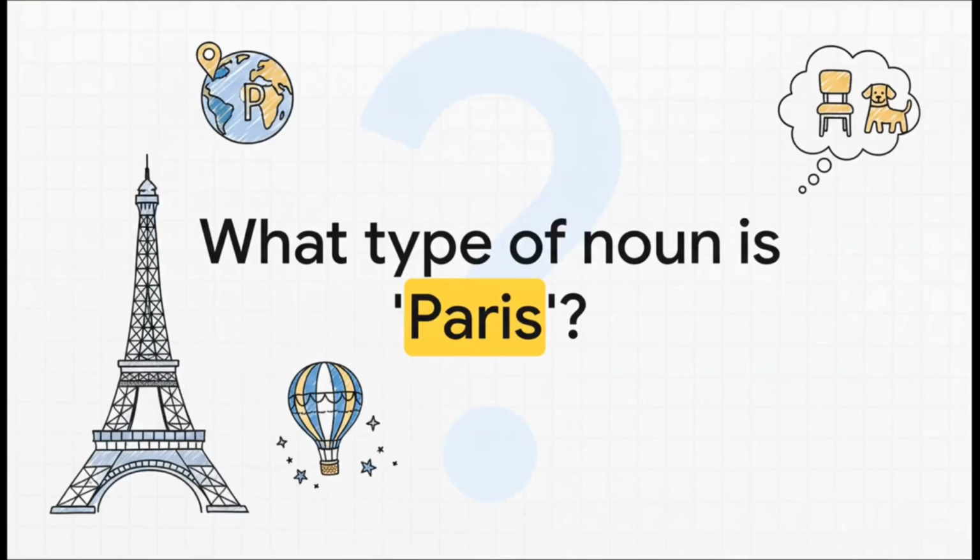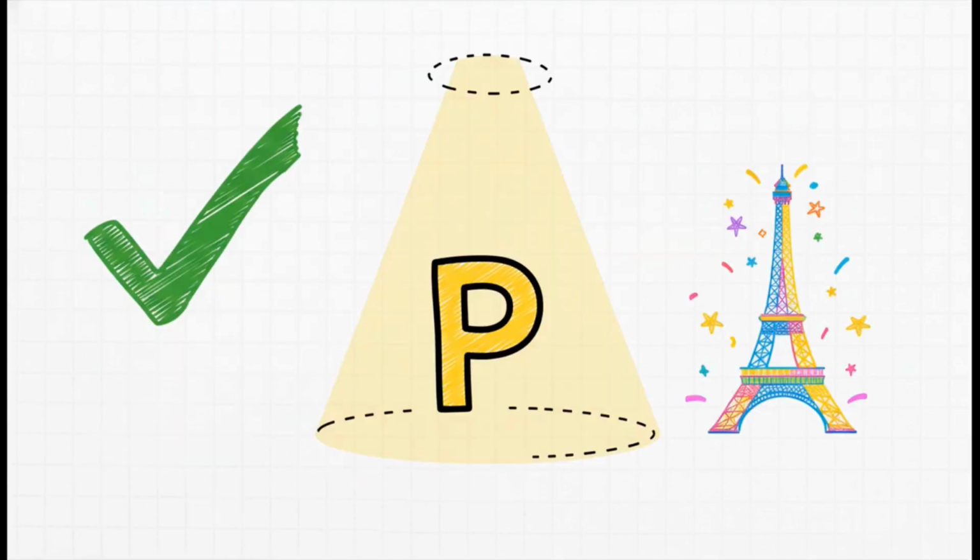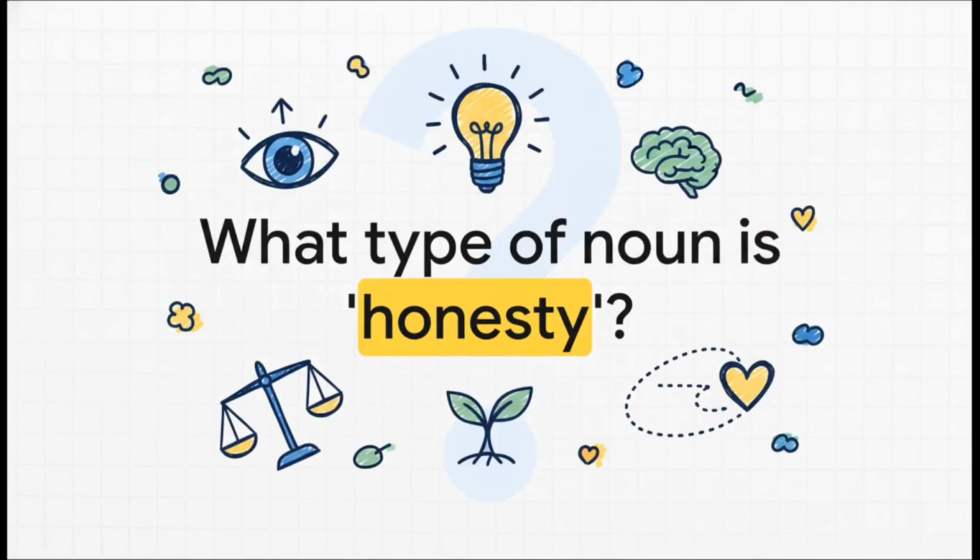The word is Paris. What kind of noun are we looking at here? If you said proper noun, boom, you nailed it. It's the specific name of a city, and look at that capital P. Perfect. All right, ready for the next one?